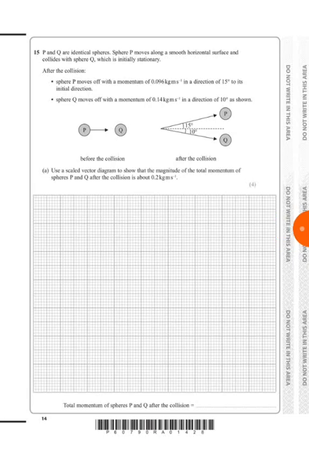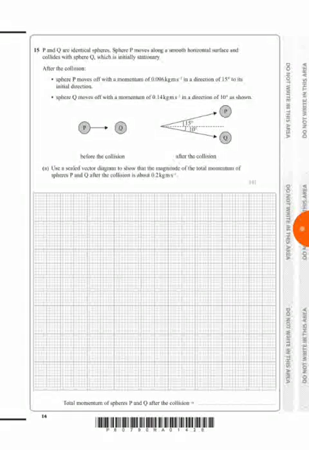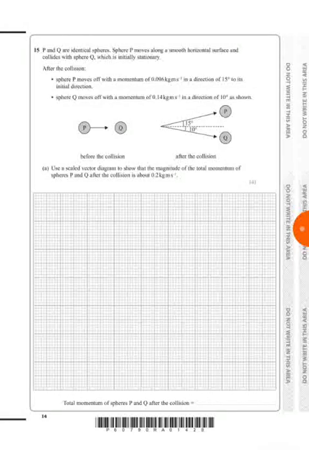Welcome back. So here I have brought the part 2 of the 2019 January Unit 1 physics paper. So this is part 2 starting from question number 15. P and Q are identical spheres.